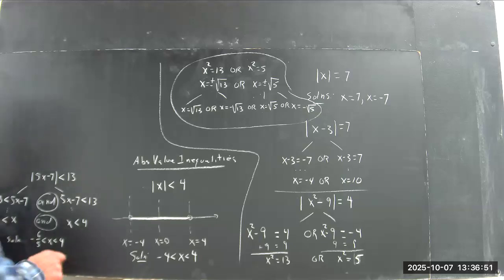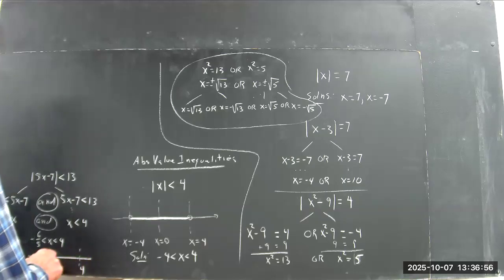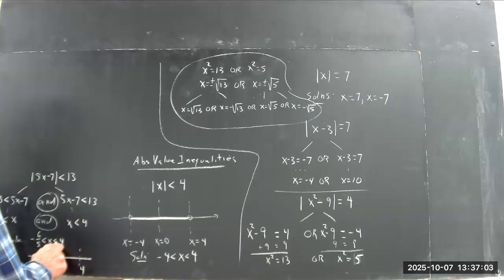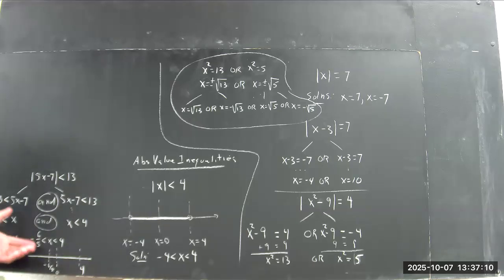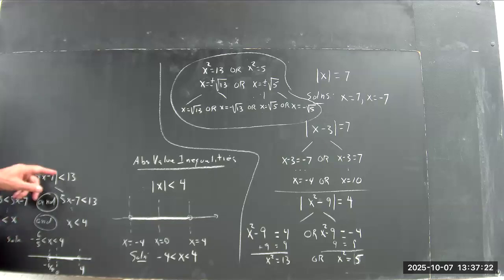And you could write that as an interval on the number line. Here's 4. Here's negative 6/5. And 0 will probably be about here. And then you would again use open points because it's less than. If it's less than or equal, you'd close those points.